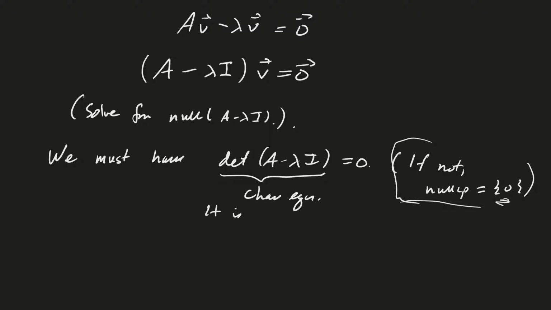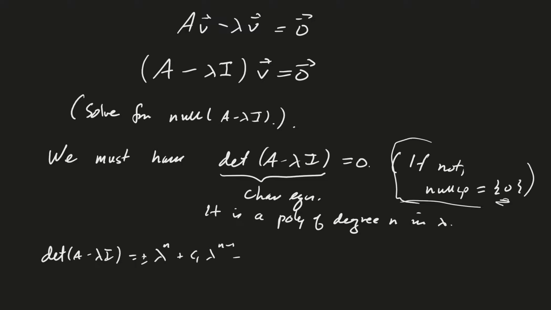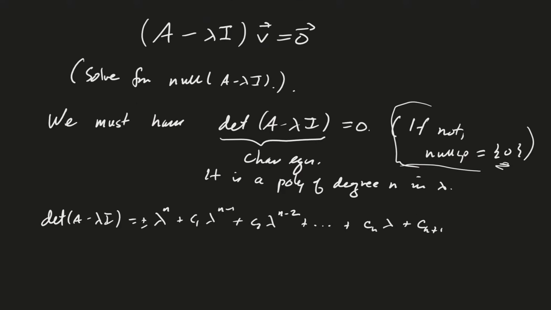and it is, if you were to expand it out, a polynomial of degree n in lambda, meaning that the determinant of A minus lambda I, you should be able to write it as lambda to the n, plus or minus, well, we'll just say plus c1 lambda to the n minus 1 plus c2 lambda to the n minus 2 plus ... cn times lambda plus cn plus 1. Okay, I didn't really have to write all that out.